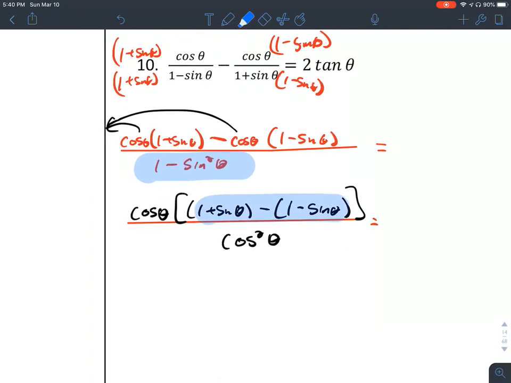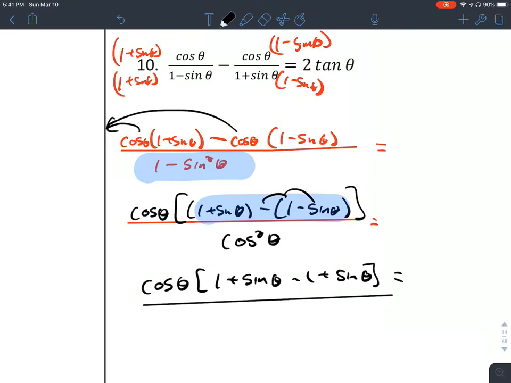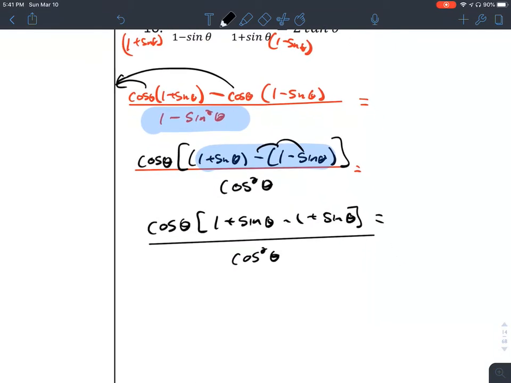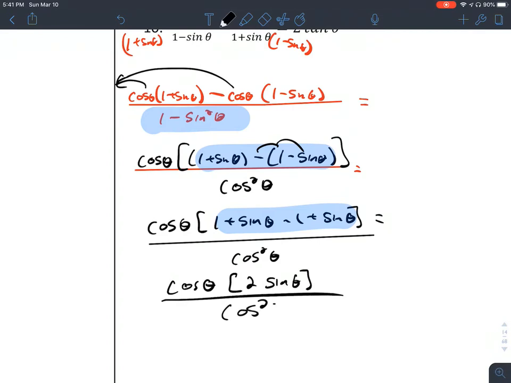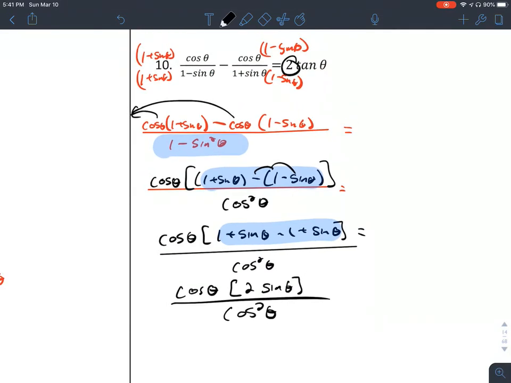I'm going to try to simplify this jazz in here. So I got cosine of theta, 1 plus sine of theta, distribute the minus, minus 1 plus sine of theta. Bottom stays the same. I'm still just trying to simplify this mess here. 1 minus 1 cancels. Sine of theta plus sine of theta is going to be 2 sine of theta. Here's why that super excites me. The right side had a 2 all along. I didn't know how I was going to get a 2. It just appeared as if from nowhere.